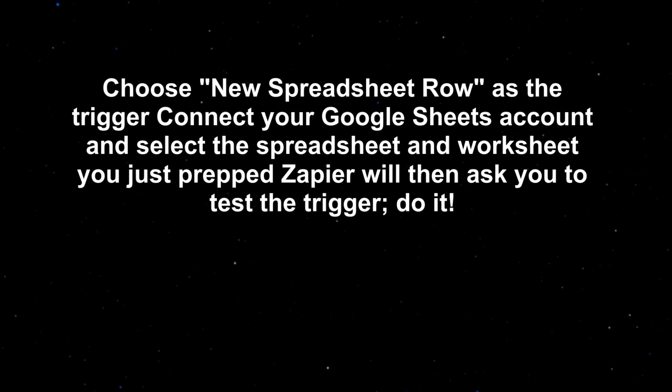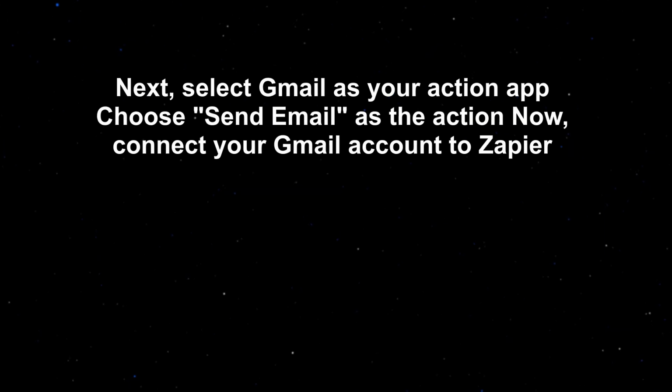Zapier will then ask you to test the trigger. Do it. Next, select Gmail as your action app. Choose Send Email as the action. Now, connect your Gmail account to Zapier.